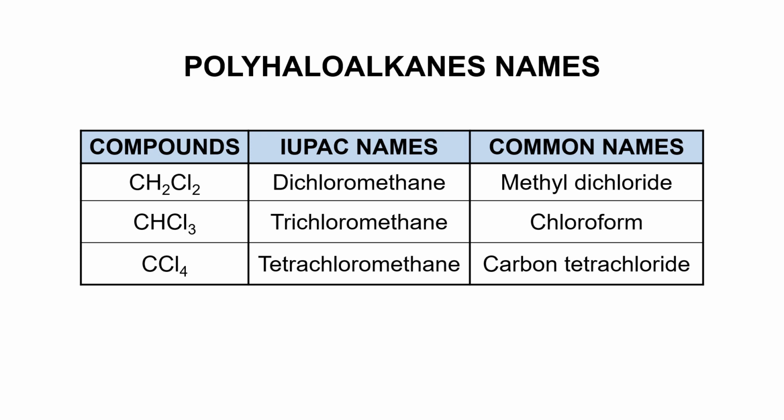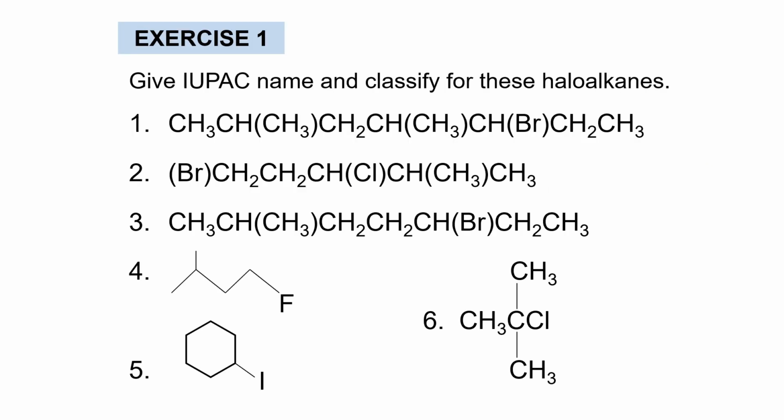CHCl3 is trichloromethane and the common name is chloroform. CCl4 is tetrachloromethane and the common name is carbon tetrachloride. Exercise 1: give the IUPAC name and classify this haloalkane.